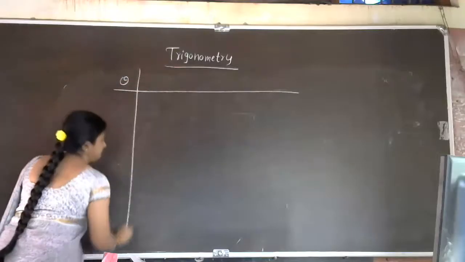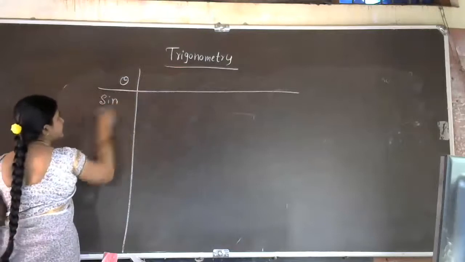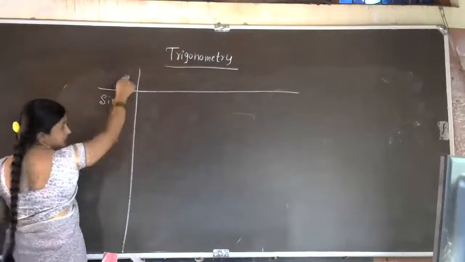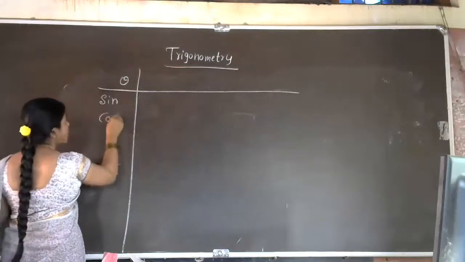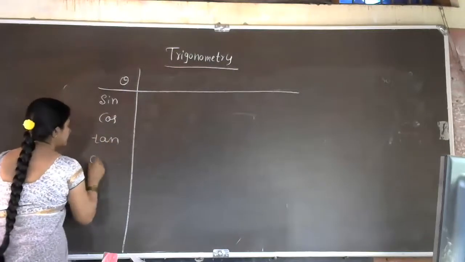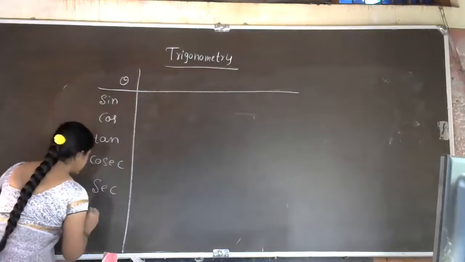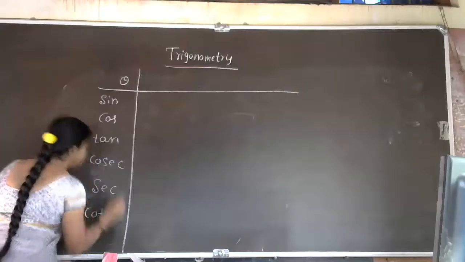Here we'll take theta. First sine, sine theta. Next to it cos, next to it tan, next to it cosec, next to it secant, next to it cot.